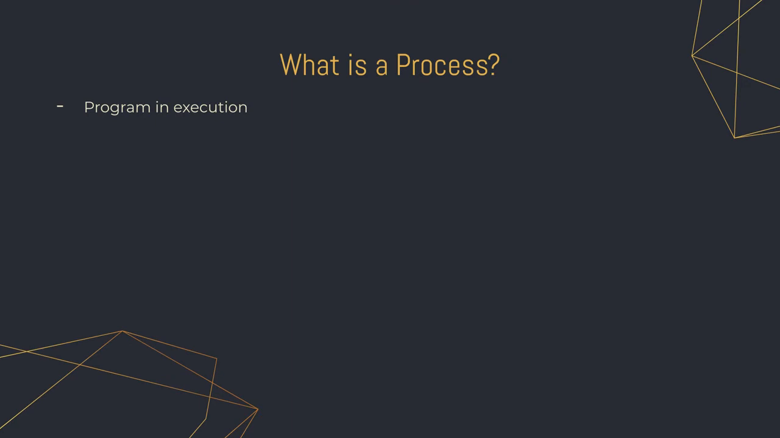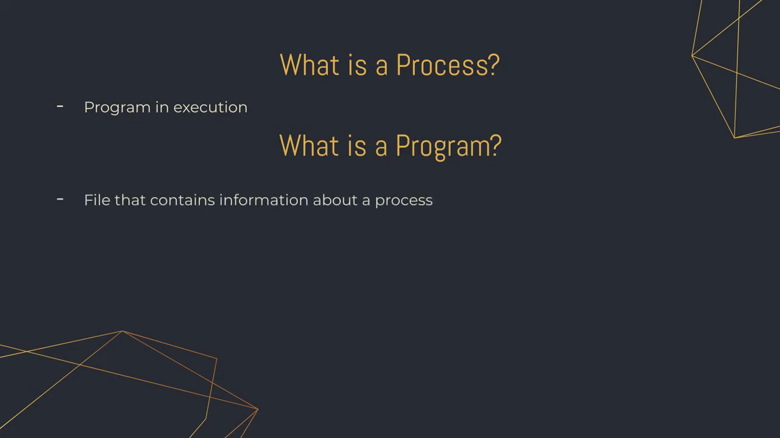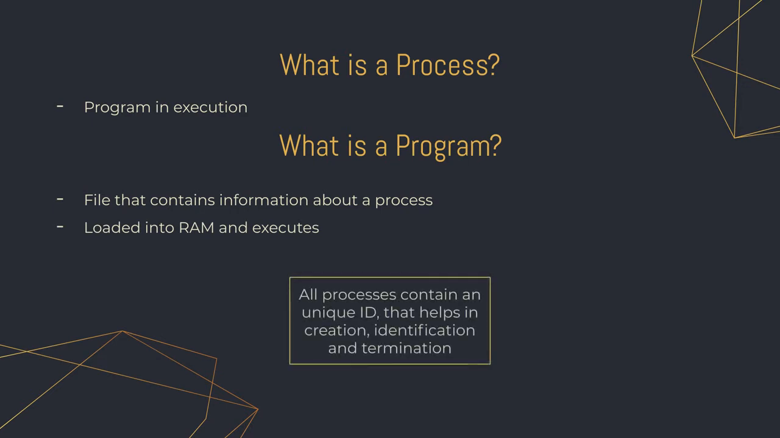Well, a process is nothing but a program in execution. And now you have the question, what is a program? Well, in the simplest sense, a program is a file that contains the information about a process and how to build it during runtime. When you start the execution of a program, it's loaded into the RAM and starts executing. Each process has a unique process ID by which it is identified. The ID is useful in process creation, identification, and termination.